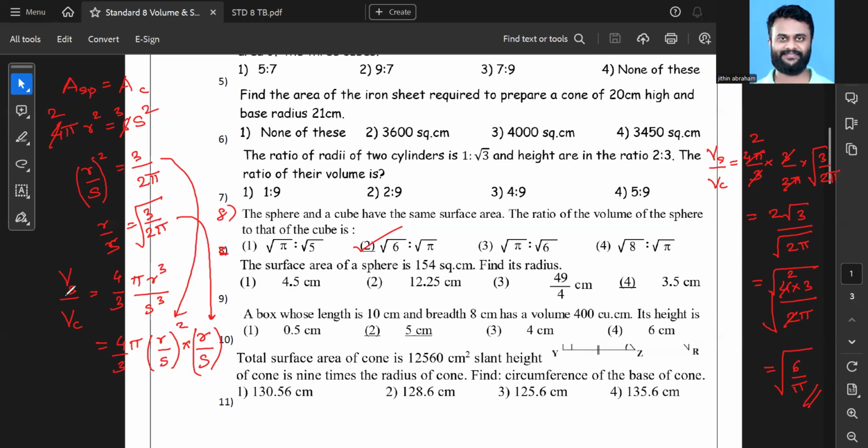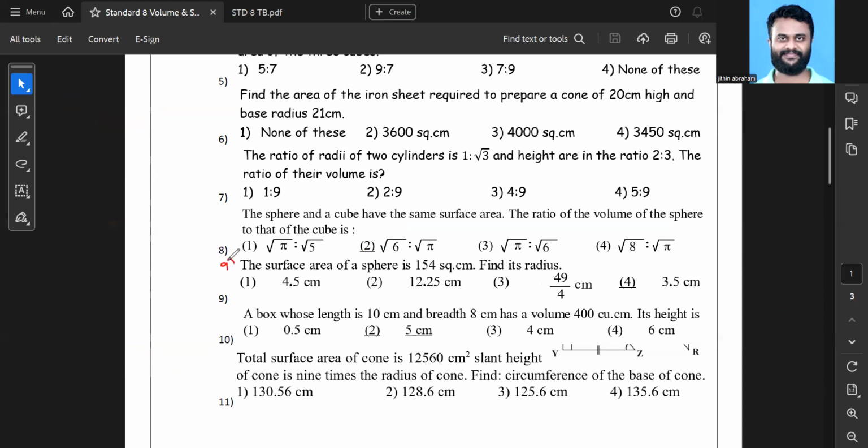Now let's proceed further. Ninth question. The surface area of a sphere is 154 square centimeter. Find its radius. So it's very simple. Area's formula you have to substitute. It's 4 pi r square. So instead of area, I'll substitute 154 is equal to 4 multiplied by, instead of pi, I will write 22 upon 7 multiplied by r square.